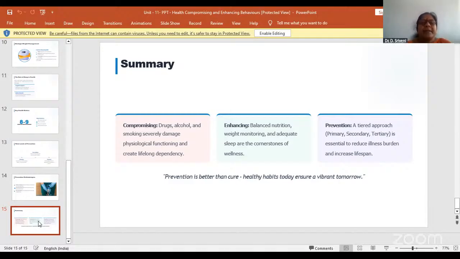So, coming to the summary, compromising behaviors are there: drugs, alcohol, and smoking severely damage physiological functioning and create lifestyle dependency that we have to observe. Enhancing behaviors like balanced nutrition, weight monitoring, and adequate sleep are the cornerstone of wellness. And prevention also, as we have discussed, primary, secondary, and tertiary prevention is essential to reduce illness burden and increase lifestyle quality. So by this we have covered unit 11 and now we will move to unit 12.